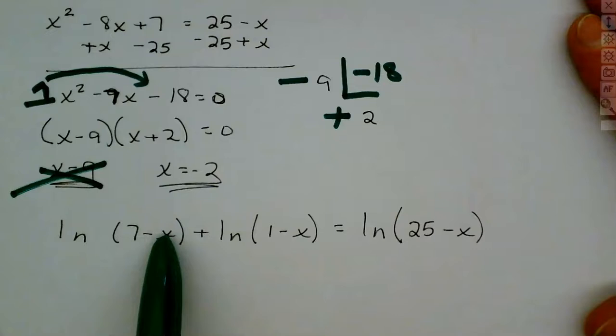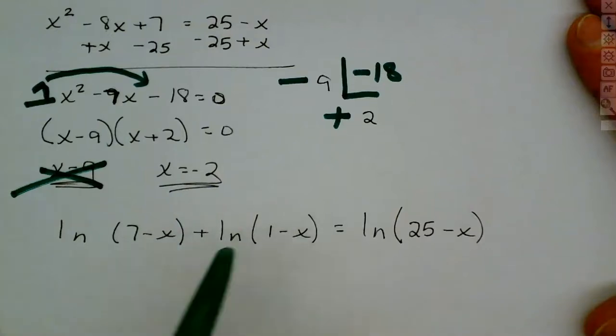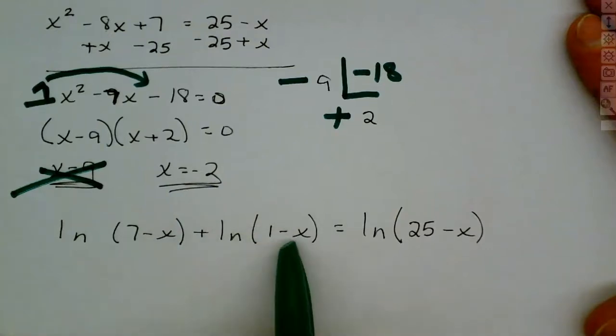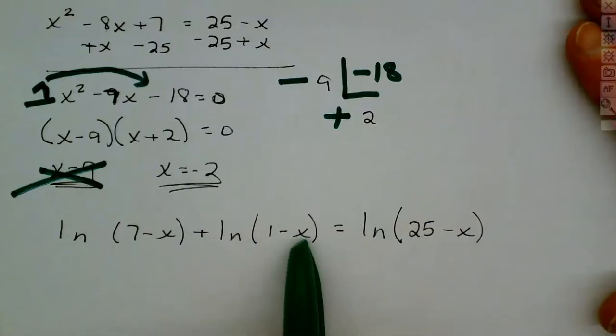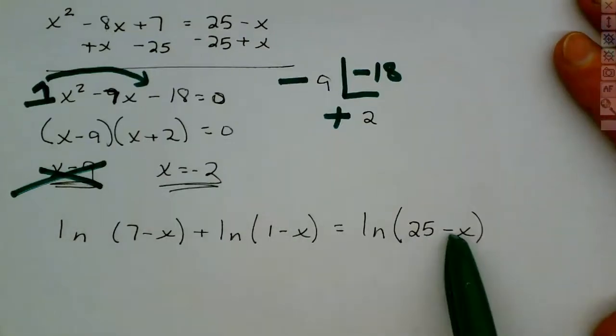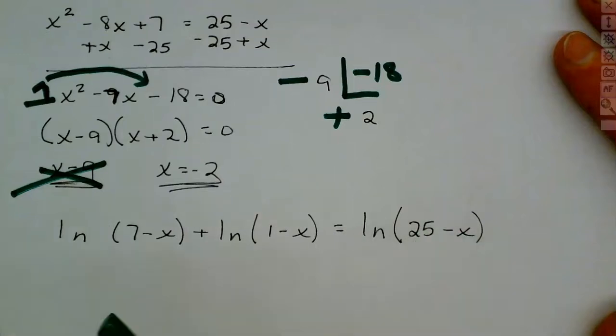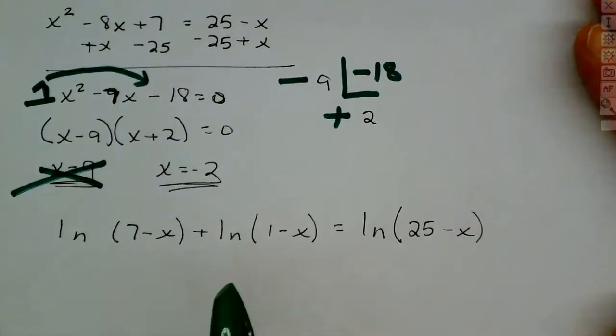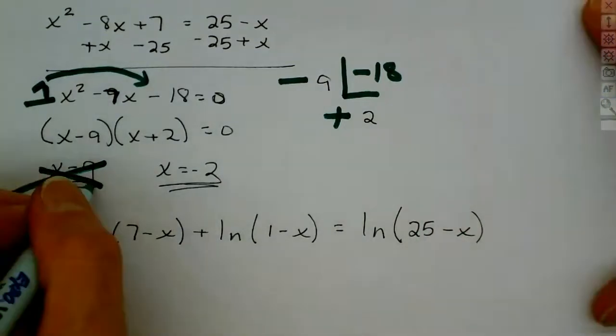You can take the natural log of 9. 1 minus a minus 2. Well, that's a double negative again, and that makes it positive, right? 1 plus 2 is 3. You can take the natural log of 3. What about negative 2? Here, double negative makes it a positive. 25 and 2 makes it 27. So that you can do. So 9 does not work.